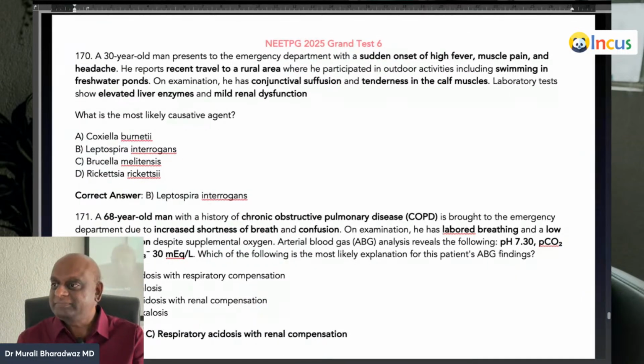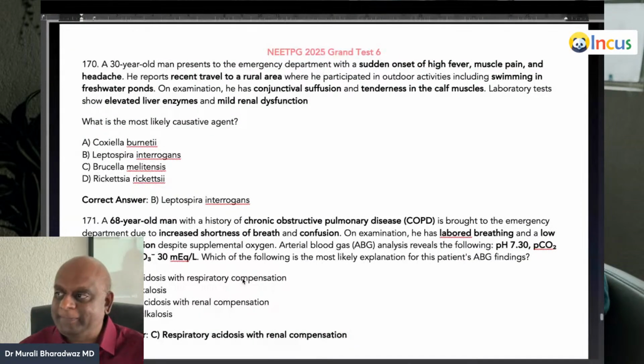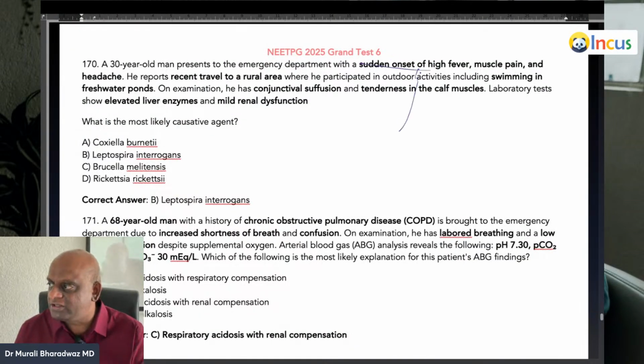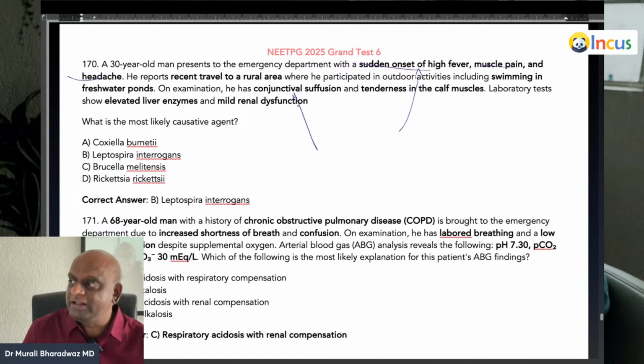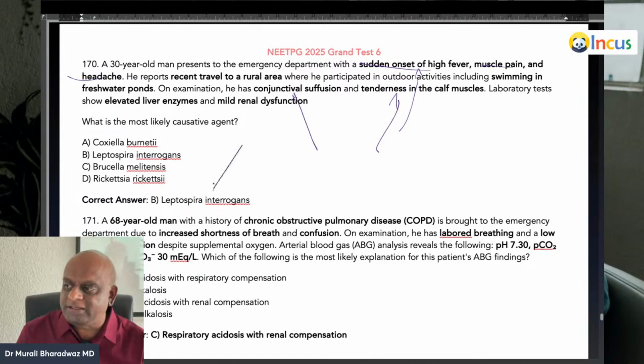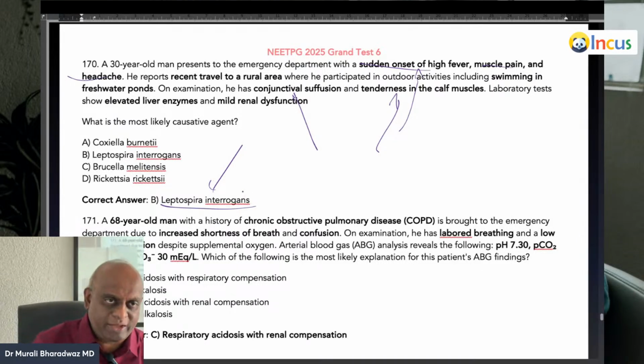So now, a 30-year-old man presents to the emergency with sudden onset of high fever, muscle pain, headache, conjunctival suffusion, tenderness in calf muscle, classical of Leptospira icterohaemorrhagiae.